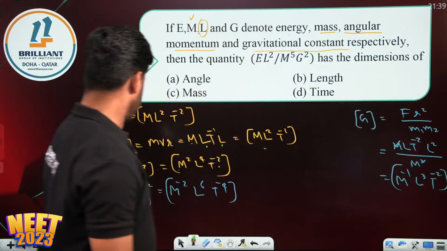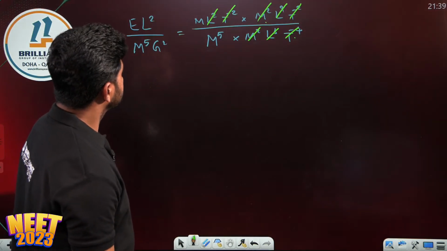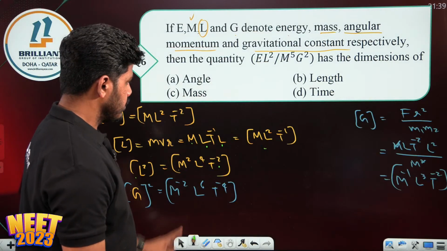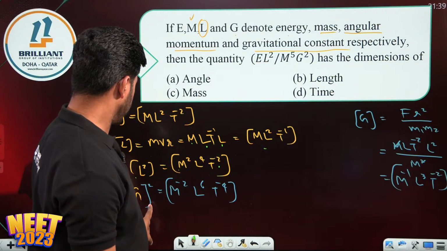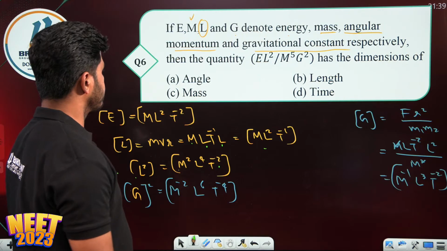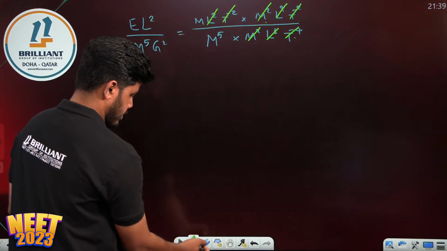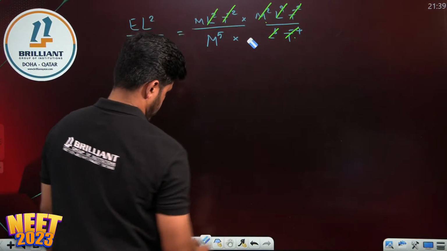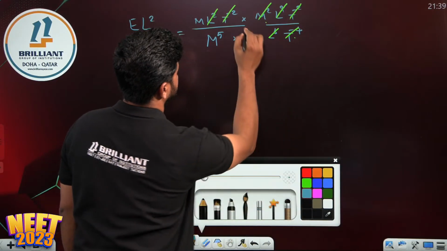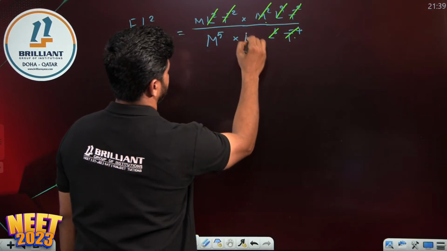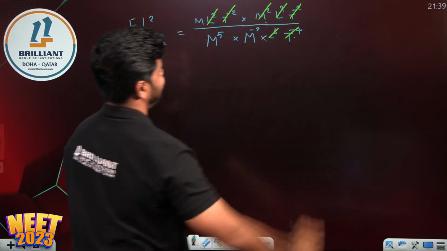Power of m is minus 2. Wait, which power have we taken? G. G is m raised to minus 2. Yes, we substituted that, sorry, so that is minus 2. Instead of that I put plus 2. See the way how we commit mistakes.